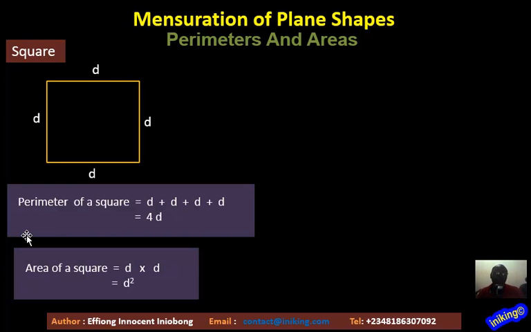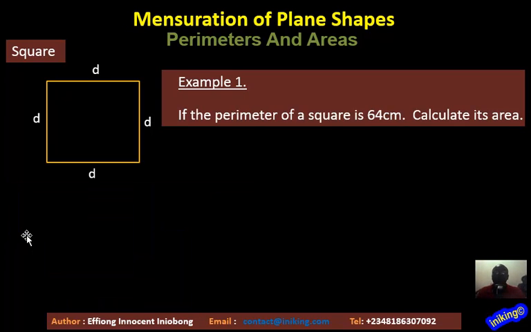And the area of a square, of course, just like a rectangle, is length times breadth. That will be D times D, and that gives us D squared. There's nothing too special about a square. So let's set out and take some sample problems concerning squares.